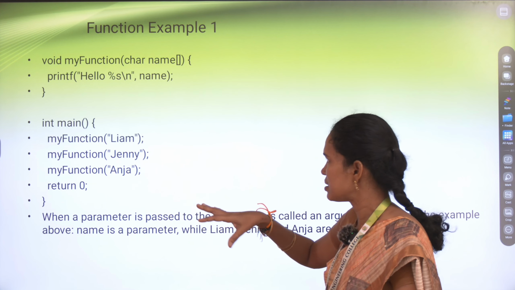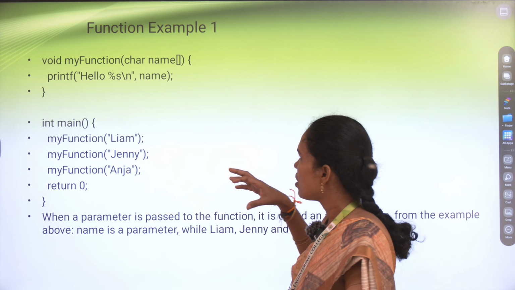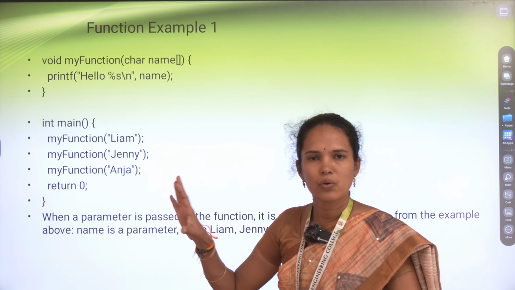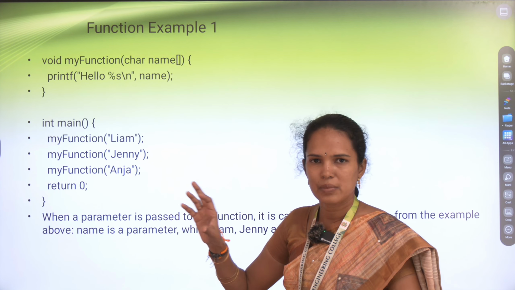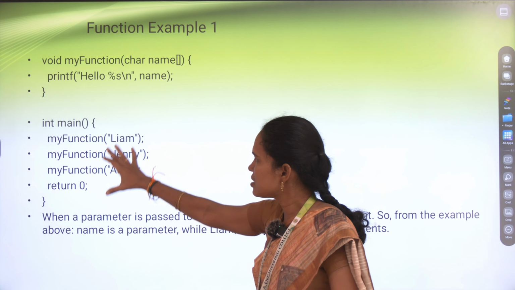So I am writing my function, and the function name is myFunction. I am passing the parameter as a character array. You know the square bracket denotes an array. So I am passing the character array, and the variable name is name. I want to print hello name. That is my target. So here this is my main method.